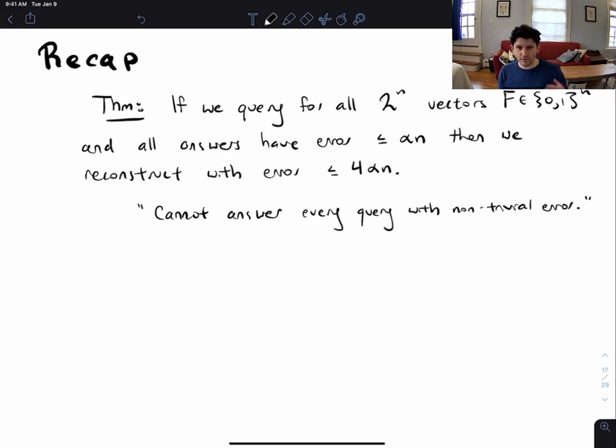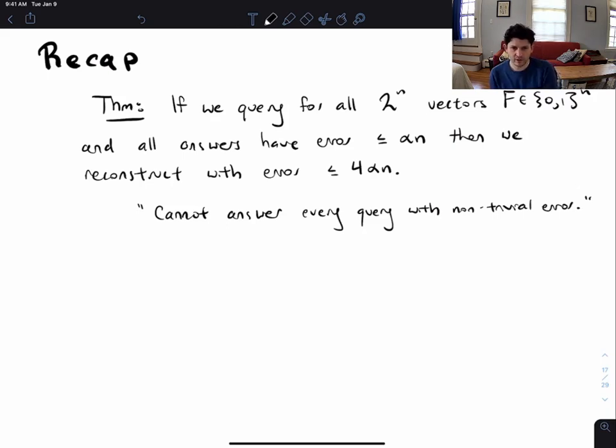So it said, suppose we've somehow allowed queries for all 2 to the n vectors f. So the set of count statistics we're releasing is rich enough that it gives me the inner product of the secret vector s with every one of the 2 to the n possible vectors in {0,1}^n. And let's suppose that for each one of those 2 to the n queries, we got an answer whose error is at most alpha times n. So alpha is something small, maybe 1 over 1,000.